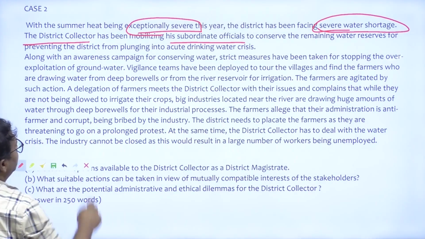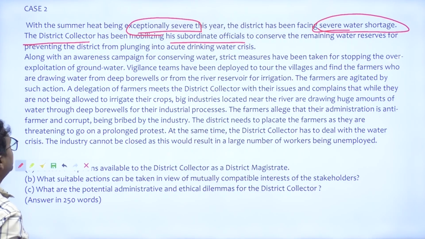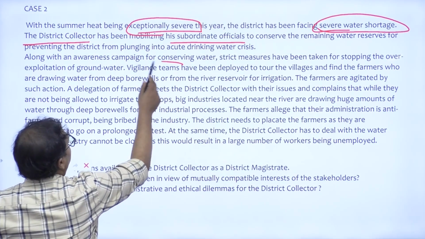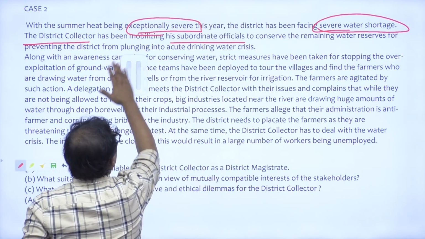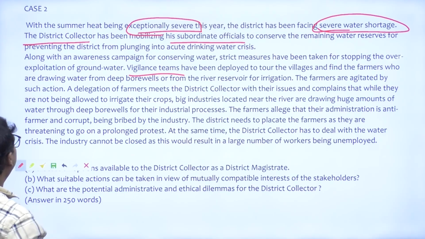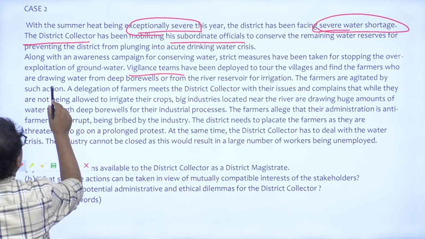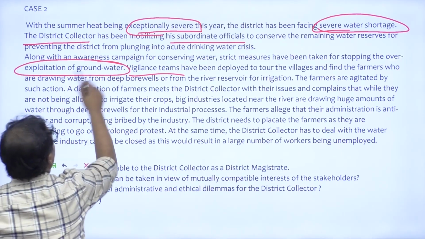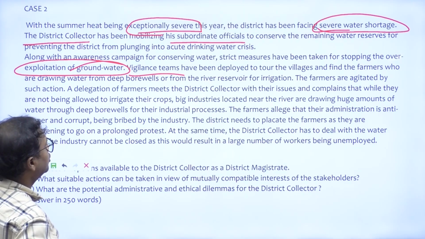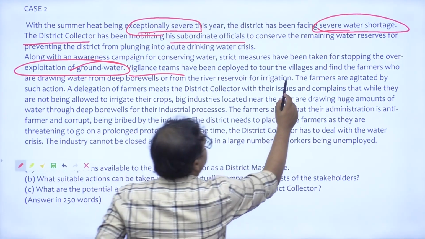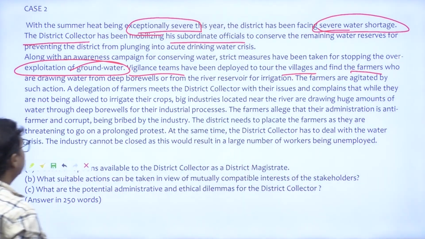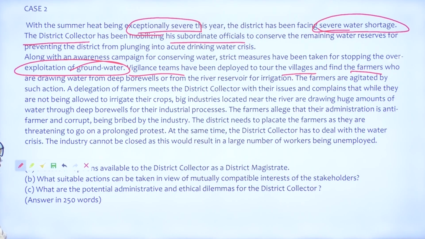Along with an awareness campaign for conserving water, strict measures have been taken for stopping the over-exploitation of groundwater. Vigilance team, this is your stakeholder. Over-exploitation of groundwater is an issue. Okay, this is again an issue. Vigilance team have been deployed to tour the villages, okay, and find the farmers, okay, who are drawing water from deep borewells or from the river reservoir for irrigation.